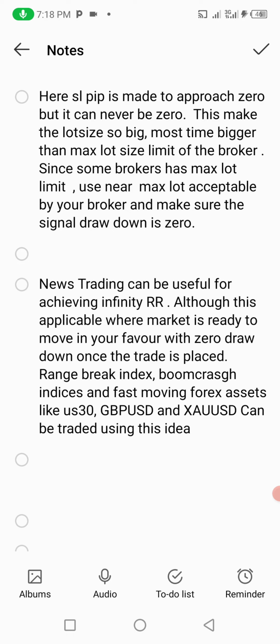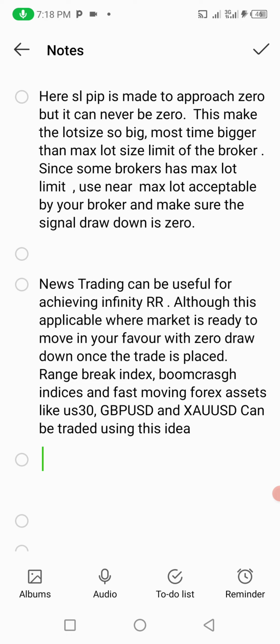When you do that and you follow the instruction, you will discover that you will have infinity reward once the market goes in your direction, and then your risk will be zero, because once you enter into profit, you are going to trade your stop loss. When you trade your stop loss, that is when your risk is zero.